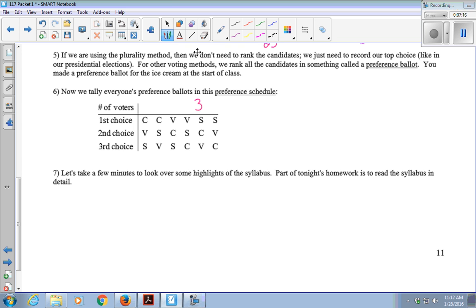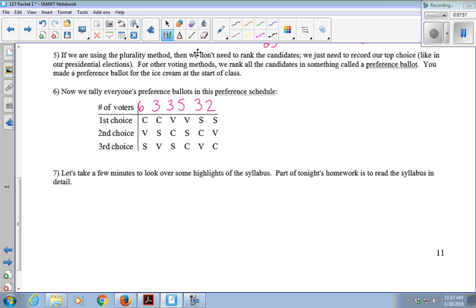All right. So could you raise your hand if you have chocolate, vanilla, strawberry? 1, 2, 3, 4, 5, 6. And how about chocolate, strawberry, vanilla? 1, 2, 3. Vanilla, chocolate, strawberry. 1, 2, 3. Vanilla, strawberry, chocolate. 1, 2, 3, 4, 5. And strawberry, vanilla, chocolate. 1, 2.